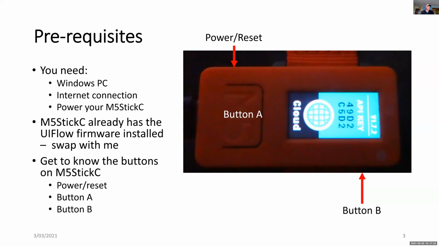You need an M5StickC that already has the UIFlow firmware installed on it. Now, if you couldn't get the driver on your Windows PC for the USB port, you will not be able to configure your M5StickC with that firmware. So I'll do it for you. You also need to get to know the buttons on the M5StickC. So perhaps identify these, perhaps put a mark on them for the power and reset. You need to know where button A is, and you need to know where button B is.